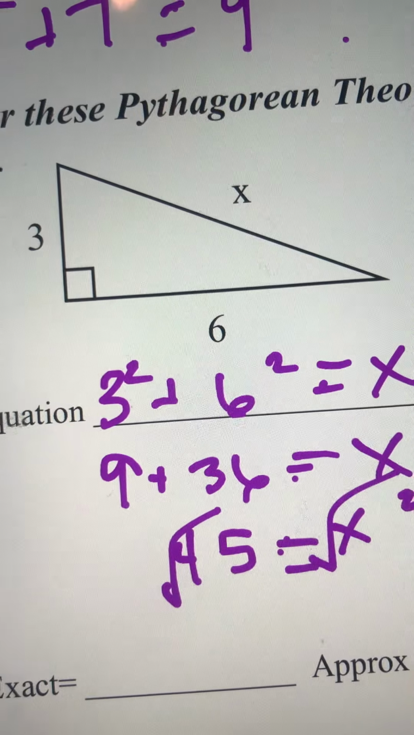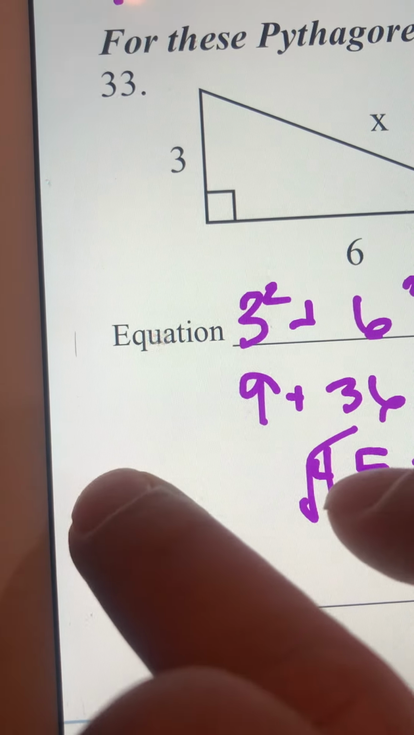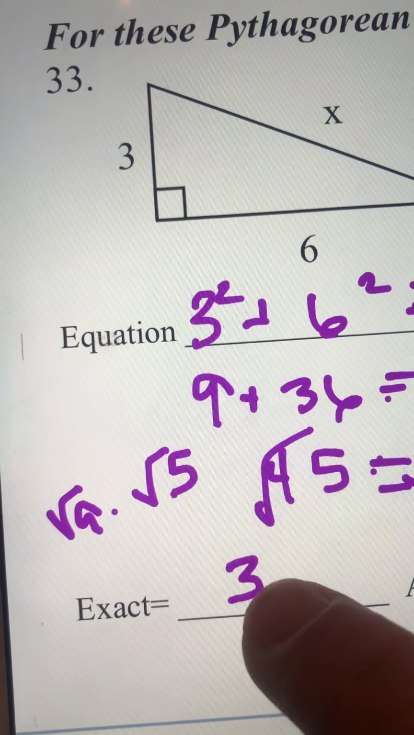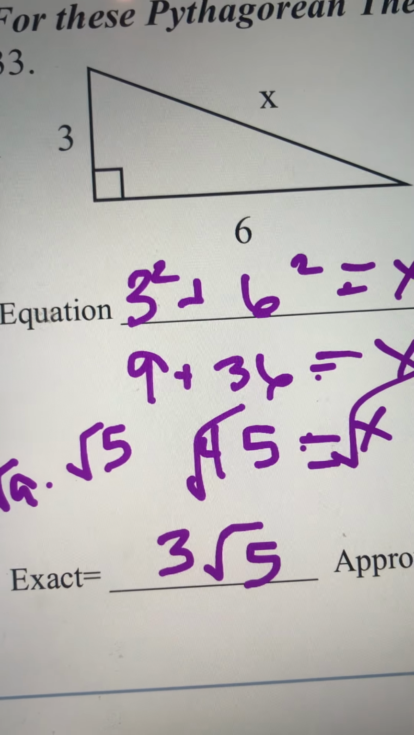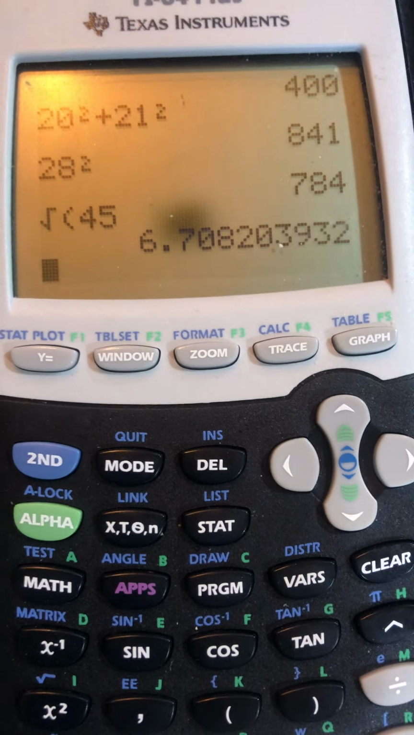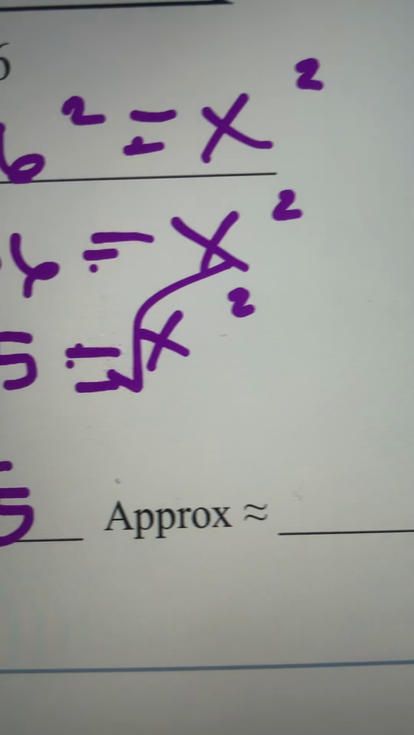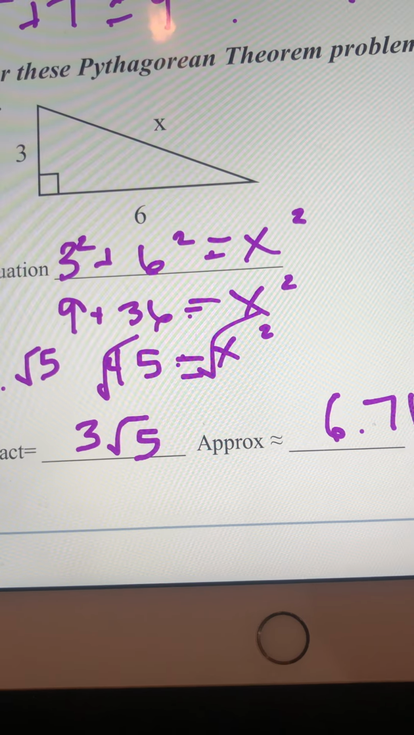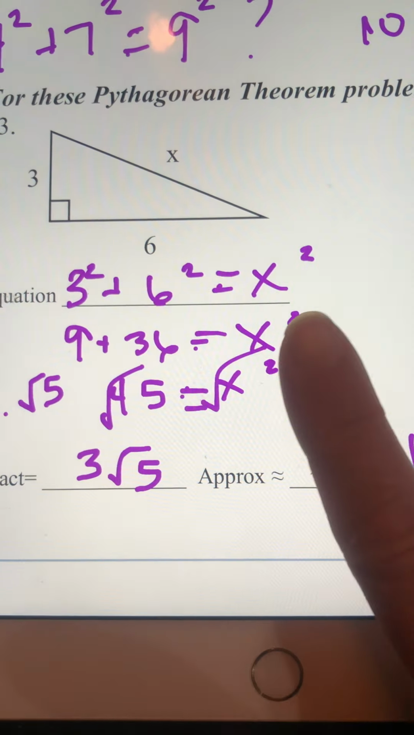So when we take the square root of 45, for the exact answer, we're simplifying it: square root of 9, square root of 5, or 3 root 5. That's the exact answer. The approximate answer comes from the calculator, typing it in: 6.71. And you see again that squiggly equal. The exact answer, the approximate answer.